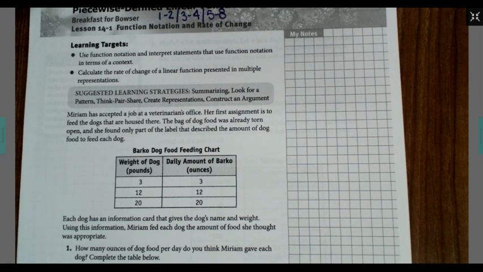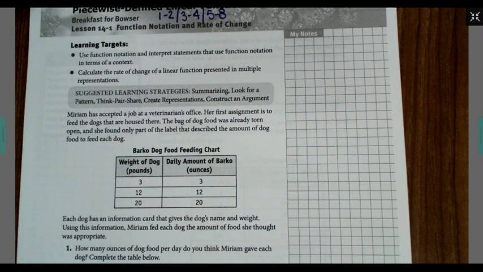For a 3-pound dog, you feed it 3 ounces of food. For a 12-pound dog, you feed it 12 ounces of food. And for a 20-pound dog, you feed it 20 ounces of food. Each dog has an information card that gives the dog's name and weight. Use this information. Miriam fed each dog the amount of food she thought was appropriate.